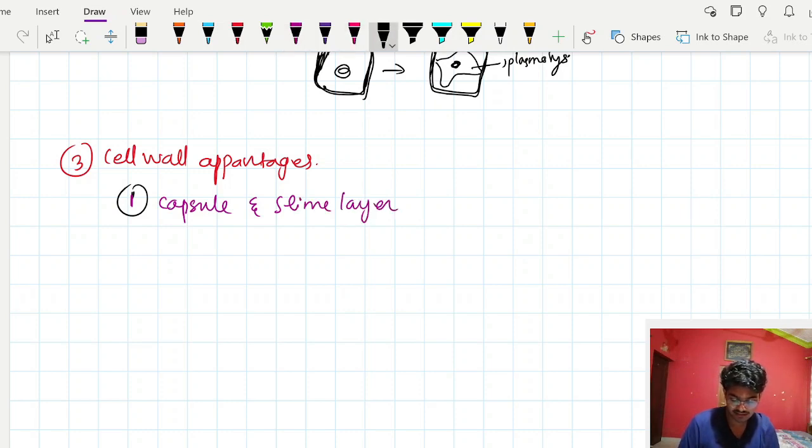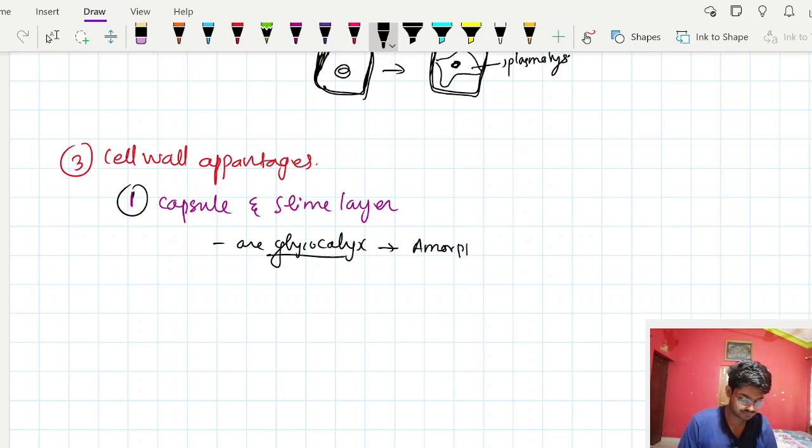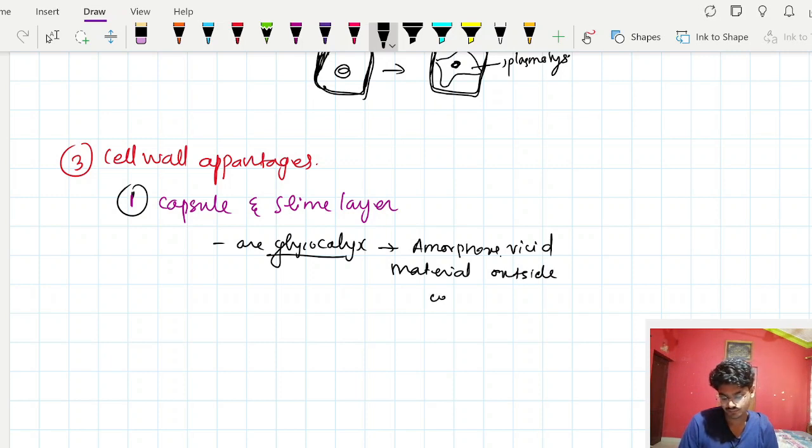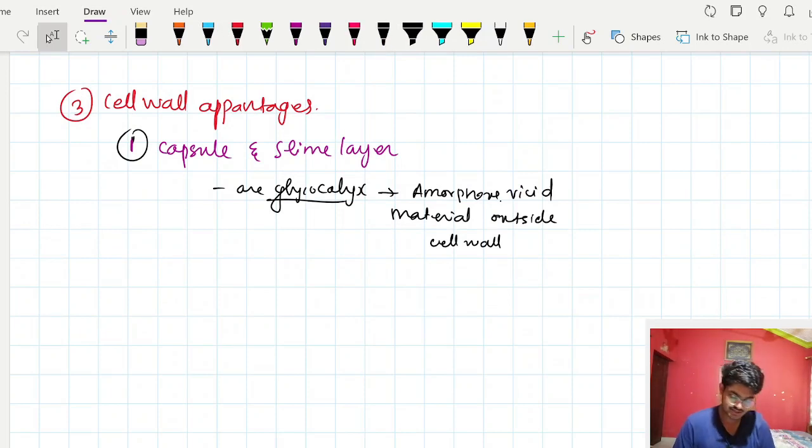These are nothing other than glycocalyx. Okay, they are glycocalyx. Glycocalyx are what? Amorphous, viscid material outside the cell wall. So capsule and slime layer are glycocalyx. So glycocalyx can be either capsule or slime layer.